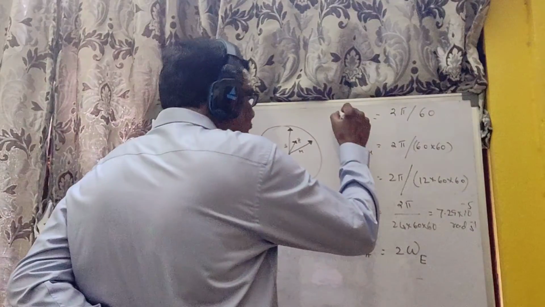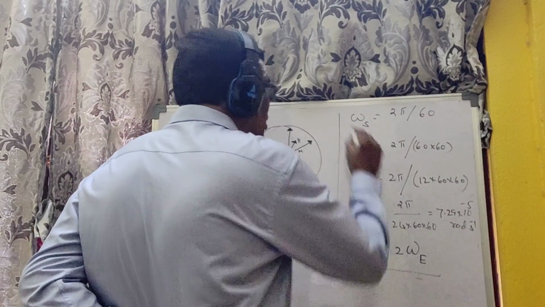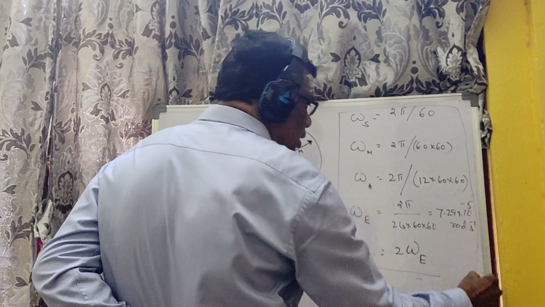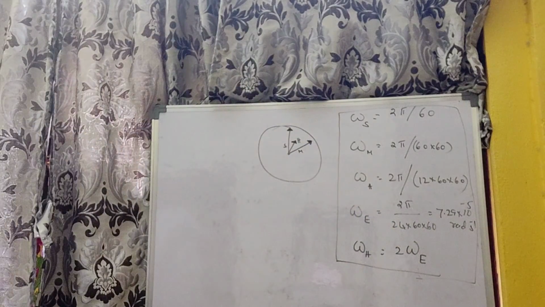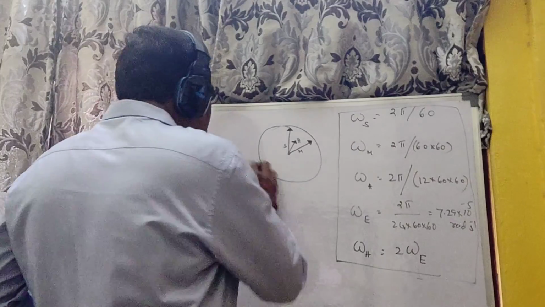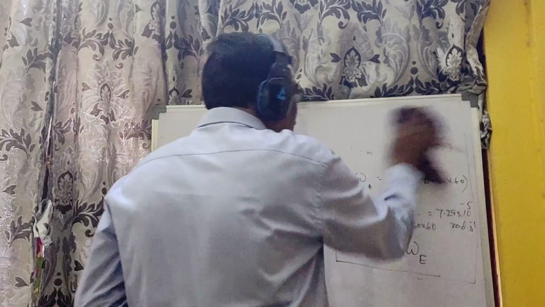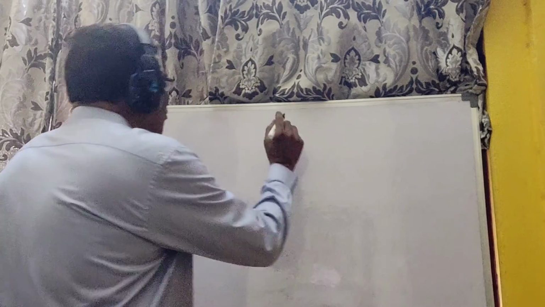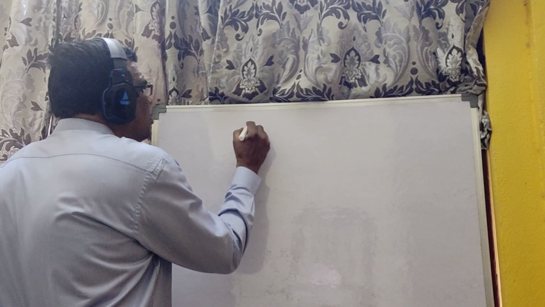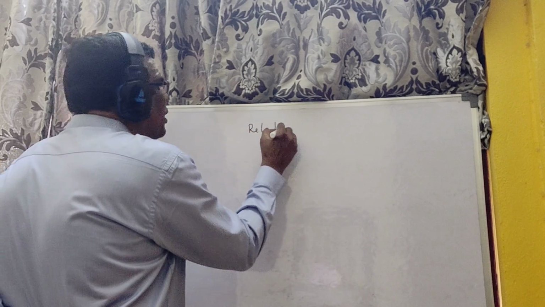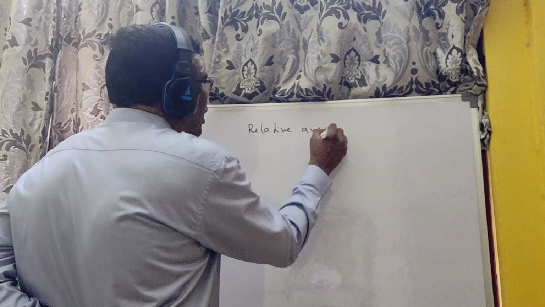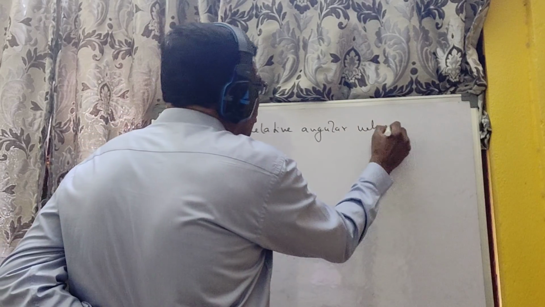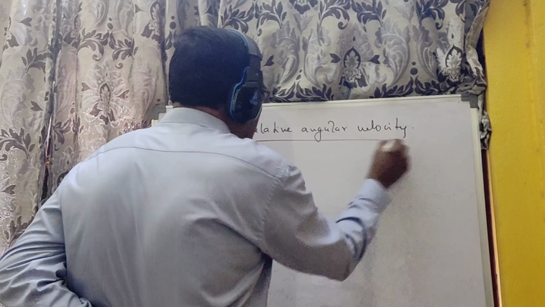So these are the standard things that you should remember. Anytime anyone can ask questions based on this. So this is one thing which you have to keep in mind. The other aspect is relative angular velocity, if they ask at any time.